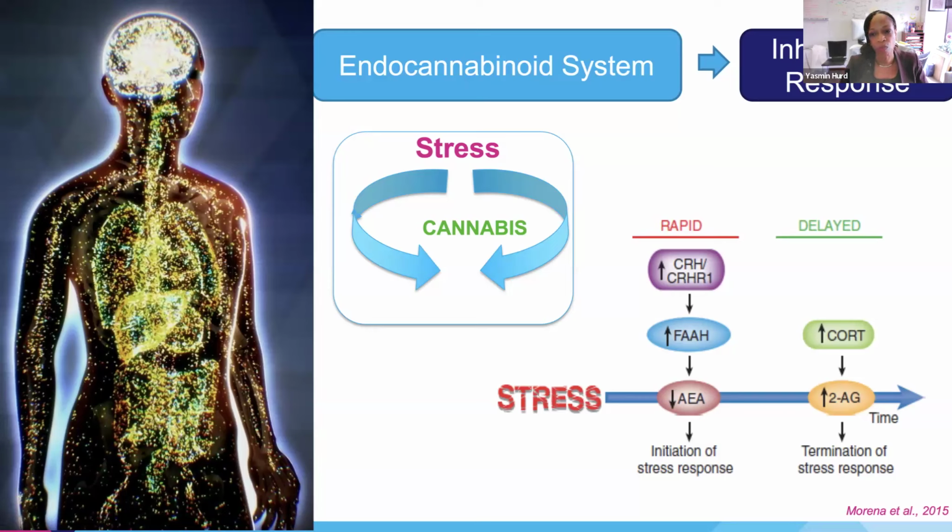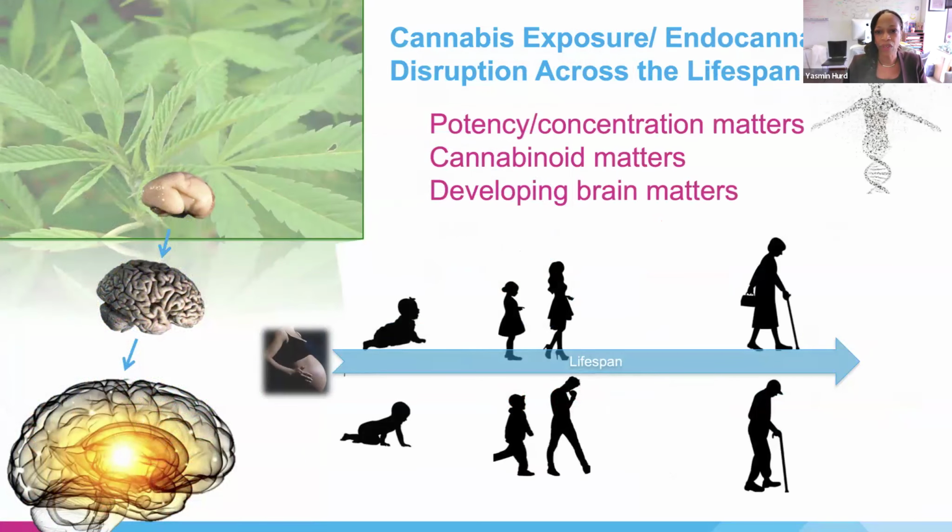That's one of the reasons why high use of high concentrated, high potency THC products, with their impact on the endocannabinoid system with repeated use, is changing our stress response. Those brakes are being released. So we can say that the potency matters, the cannabinoid matters, and the developing brain matters.